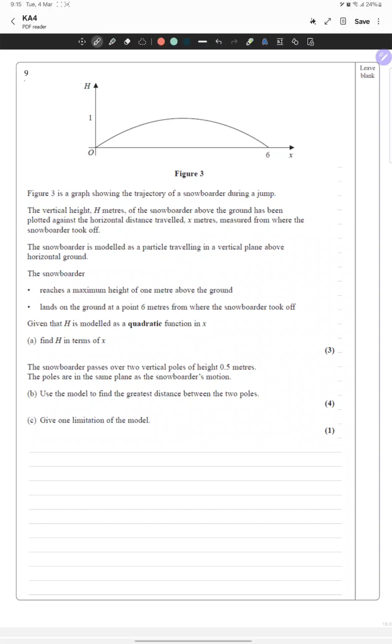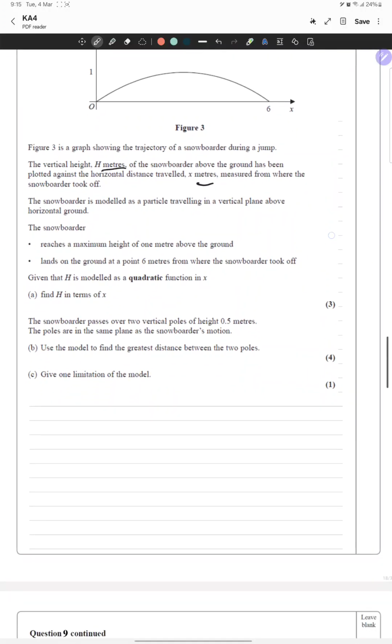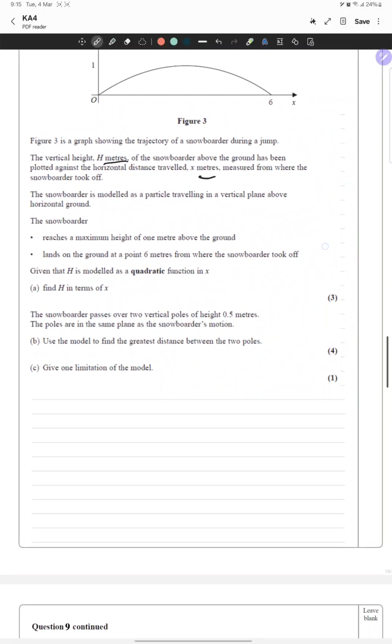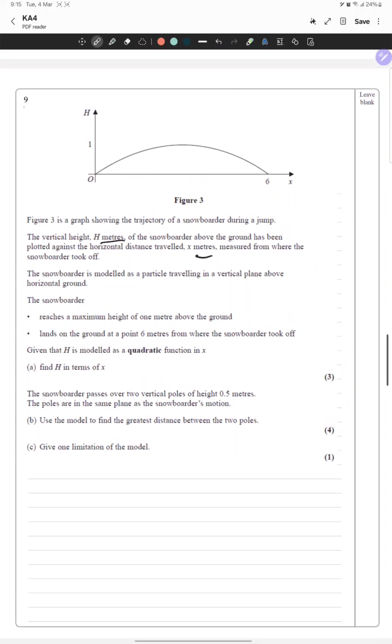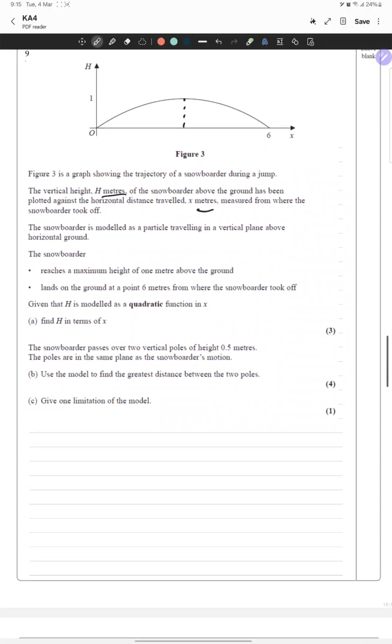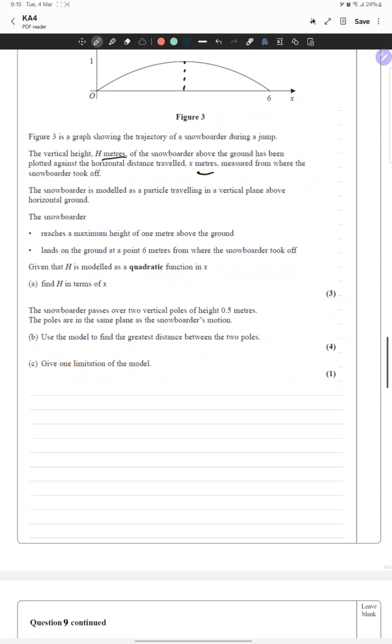So we've got the vertical height h in meters of a snowboarder above the ground plotted against horizontal distance travelled x meters. The model is travelling in the vertical plane, so that just tells us it's a flat thing. We don't need to worry about 3 dimensions. It reaches a max height of 1 meter above the ground, so that's this point here, and lands 6 meters away. We're told it's a quadratic, and we need to find h in terms of x.